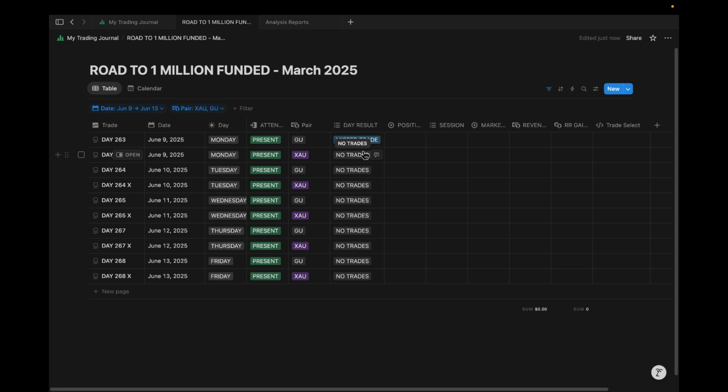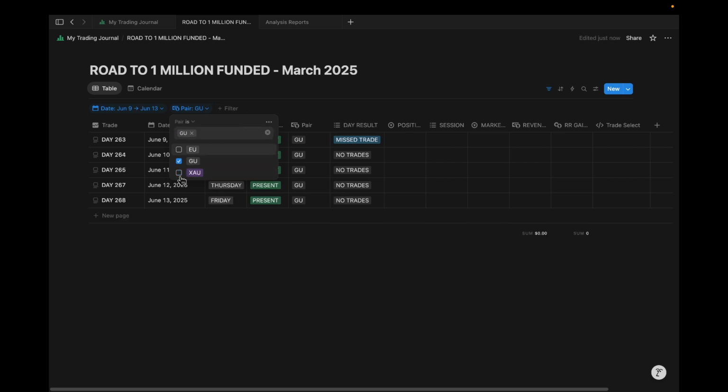I also escaped from one loss using the mitigation entry concept instead of confirmation entry. I'll explain that in this video too. So let's jump into GU first, and then we can jump into XAU later.